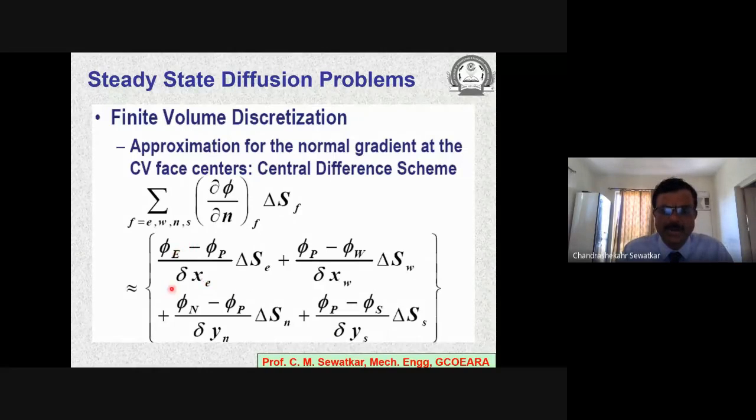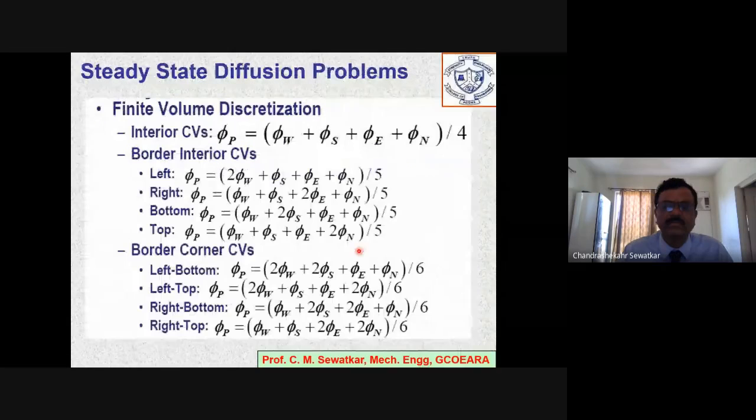But if I take simply left border cell centers, then there will be 2 phi p's and 2 phi w's, and the equation for left border for phi p can be written as 2 phi w plus phi s plus phi n divided by 5, because there are 5 phi p. Similarly, I can do for the right.